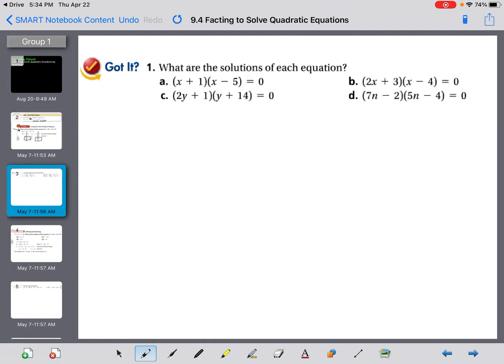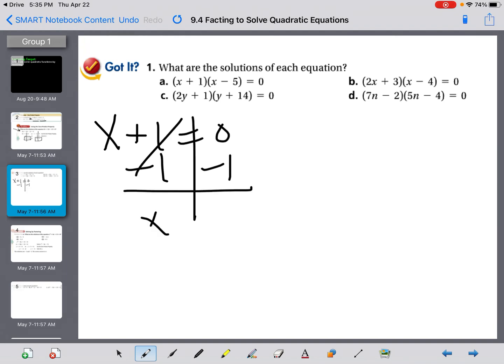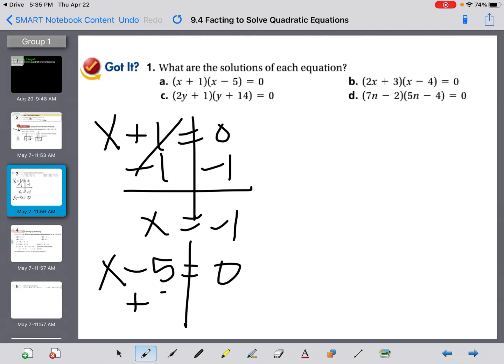So let's try that back here and find the solutions. I'll do A and B with you, then you can pause and try C and D on your own. Okay, so A, I have to set each one equal to 0, so x plus 1 equals 0, and when I solve that, I just subtract 1, and I find out that x is equal to negative 1. The other one says x minus 5 equals 0, so to solve that, I add 5, and find out that x is equal to 5. So my two possible answers are x is equal to negative 1 and 5.